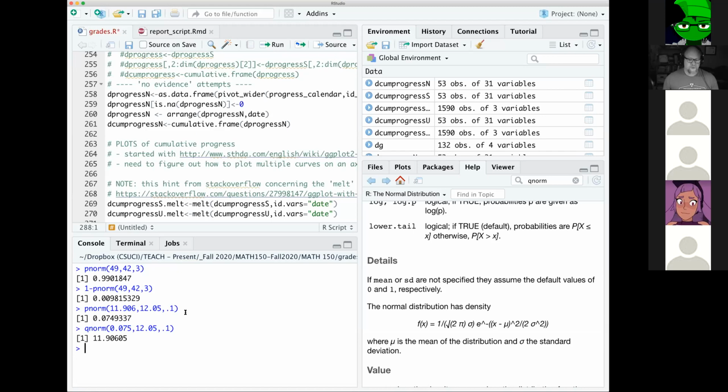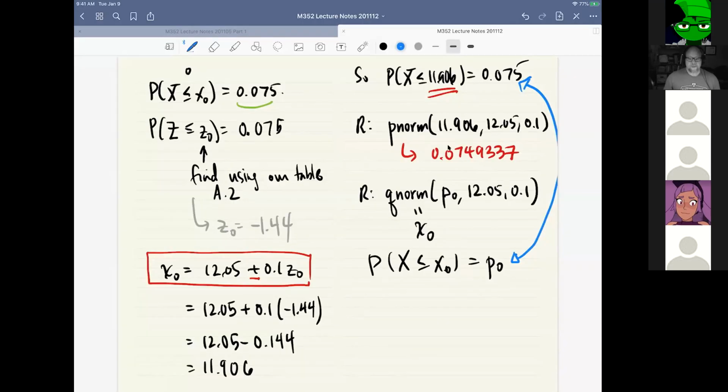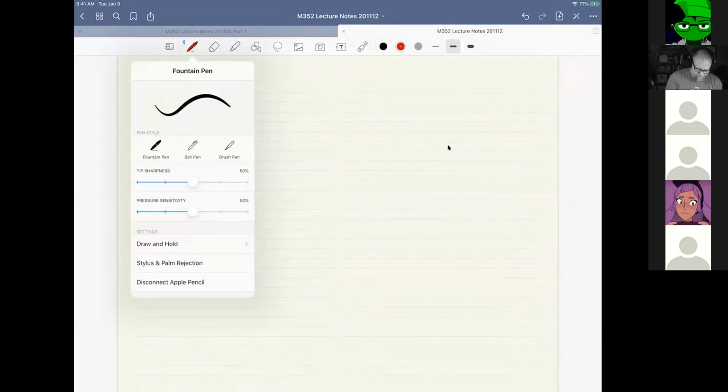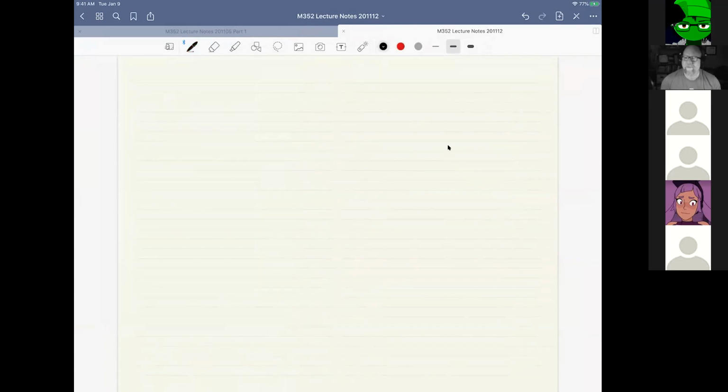This is a way you can find solutions to questions like this. And these questions are central to the question of finding a confidence interval. So let's turn to that in a second. How much time do I have? I've got 20 minutes.